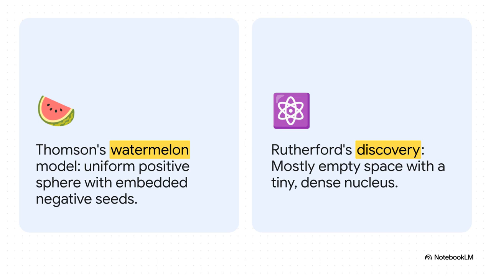I mean, it made sense at the time. But then came the reality uncovered by Ernest Rutherford. Rutherford completely shattered that watermelon model, proving that the atom is actually mostly empty space, with a tiny, unbelievably dense nucleus at the very center. So how did he actually prove this?